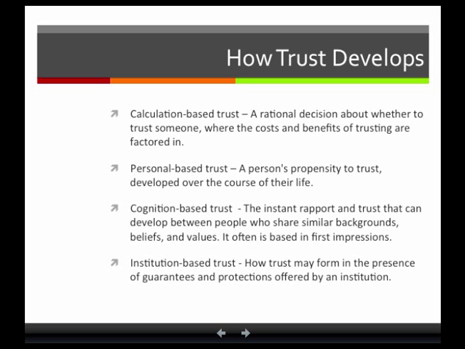There's personal-based trust. So this is a person's propensity to trust that's developed over the course of their life. Some people are just more trusting than others. We ran one experiment in my lab where we had people rate the trustworthiness of others on a scale of 1 to 10. And some people assigned all of their values between 5 and 10. They never assigned anything lower than a 5. And we had other people who assigned all their values between 1 and 5. Nobody, even their best friends, no one ever scored above a 5.